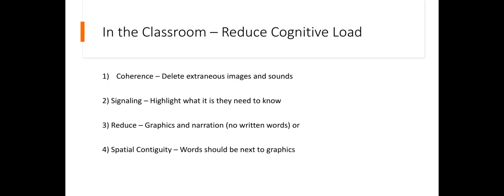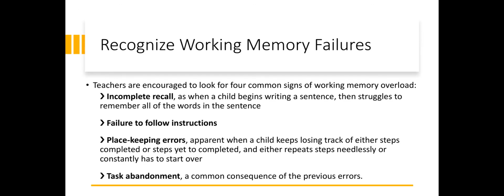So the four things we're looking at is the coherence, the signalling, reducing all that external input to what it is you really need to know, and thinking about how you are presenting that information. So teachers need to understand the four common signals on working memory and the overload. This incomplete recall. Children begin writing a sentence and then they forget what the rest of that sentence is.